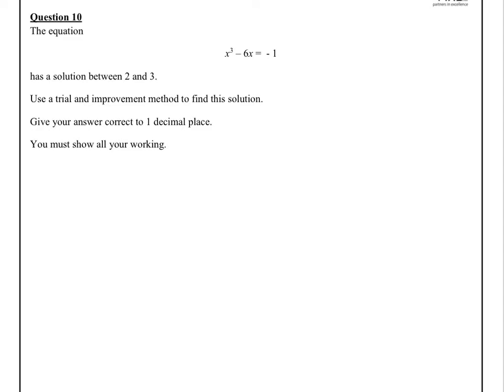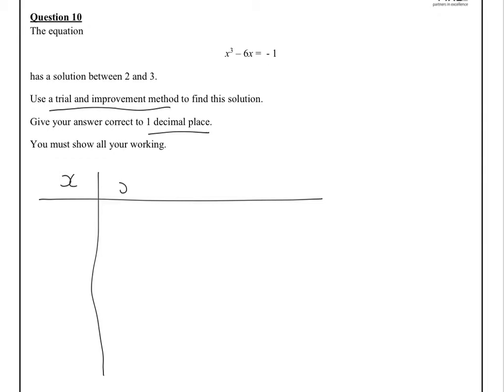Question 10. The equation x cubed minus 6x equals minus 1 has a solution between 2 and 3. Use a trial and improvement method to find this solution. Give your answer correct to 1 decimal place. You must show all your working. Okay, so for this one we just need to set up a table. This will make it easier with what we're going to try as x, our equation, so x cubed minus 6x, and we've got to see if it equals minus 1. So we'll also then make a judgment.